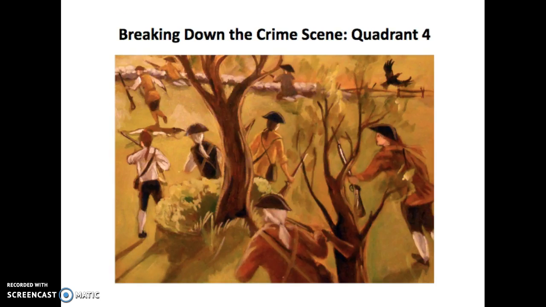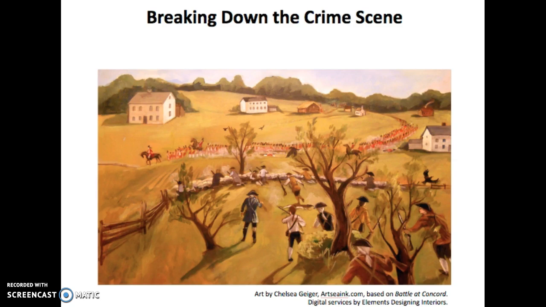This is quadrant 4. We're paying attention to people, objects, and other. So, I'm going to not talk my way through this one, but who do you see? What objects do you notice? What other items might be important for us as historiographers to pay attention to? I'm going to click back out to the whole picture.